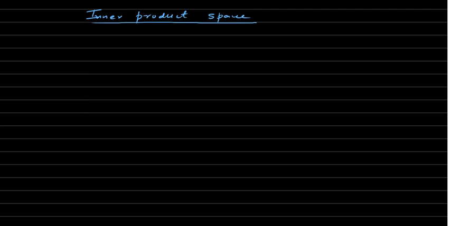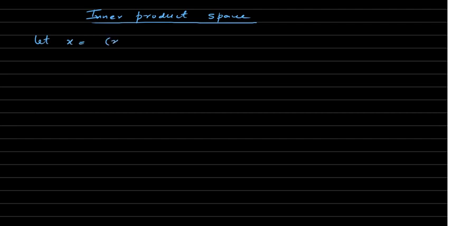We first start with R2. We know that R2 is a vector space with respect to component-wise addition and scalar multiplication. And we see the properties of dot product on R2. Okay. So let's take two vectors in R2.